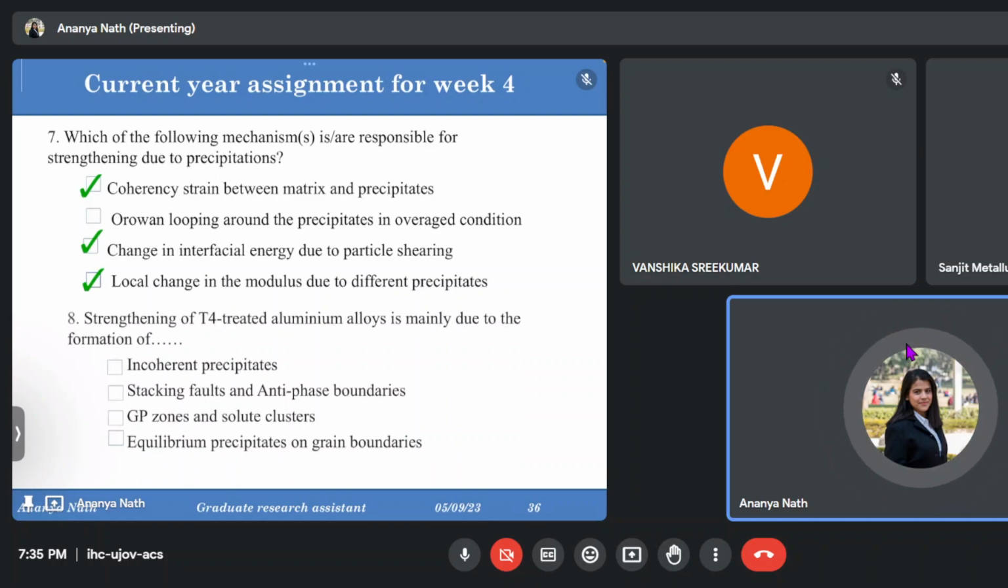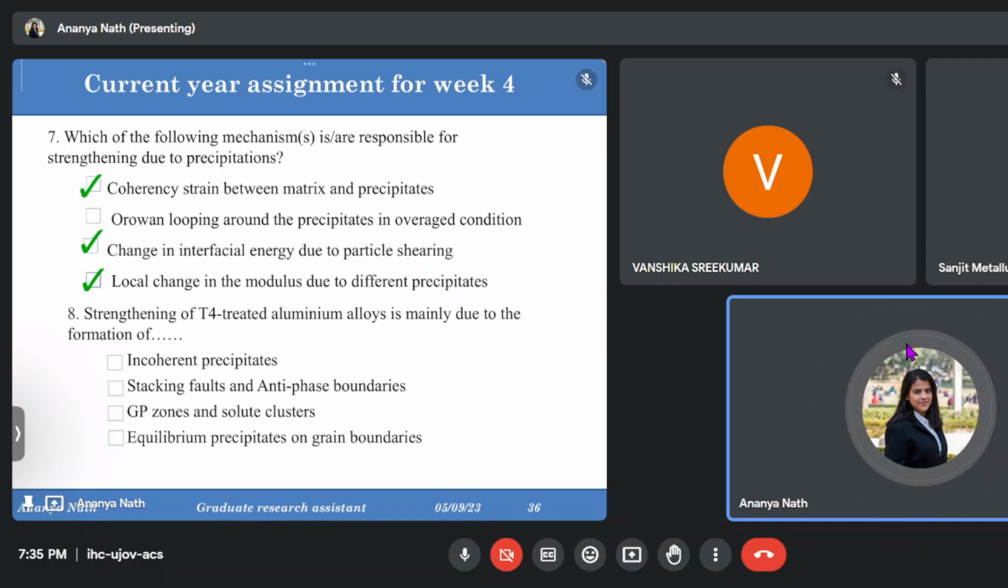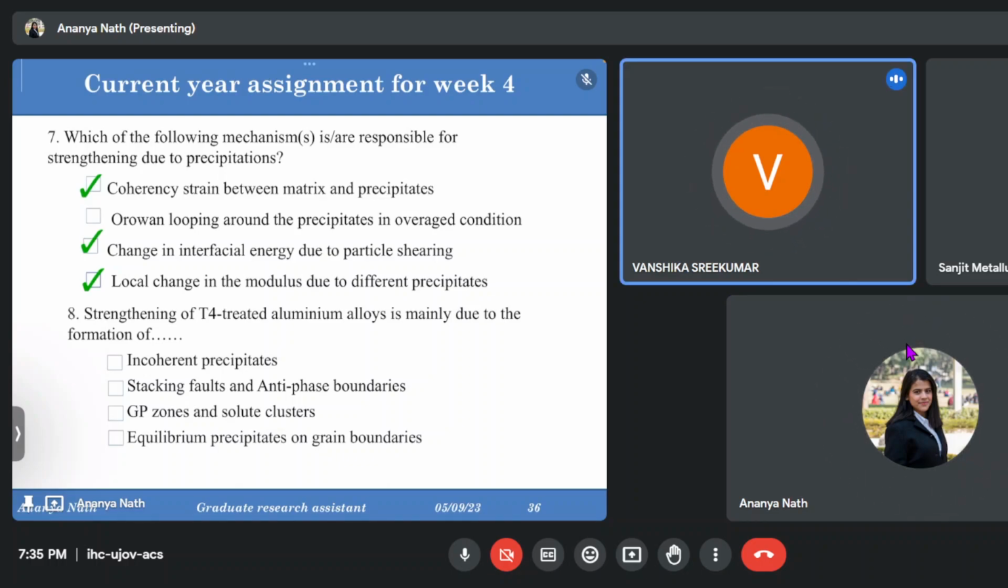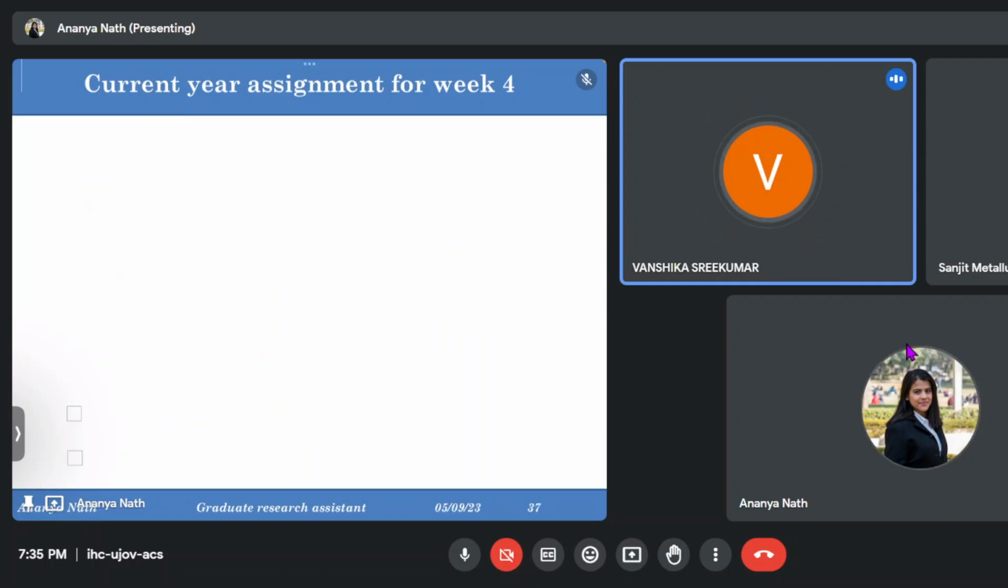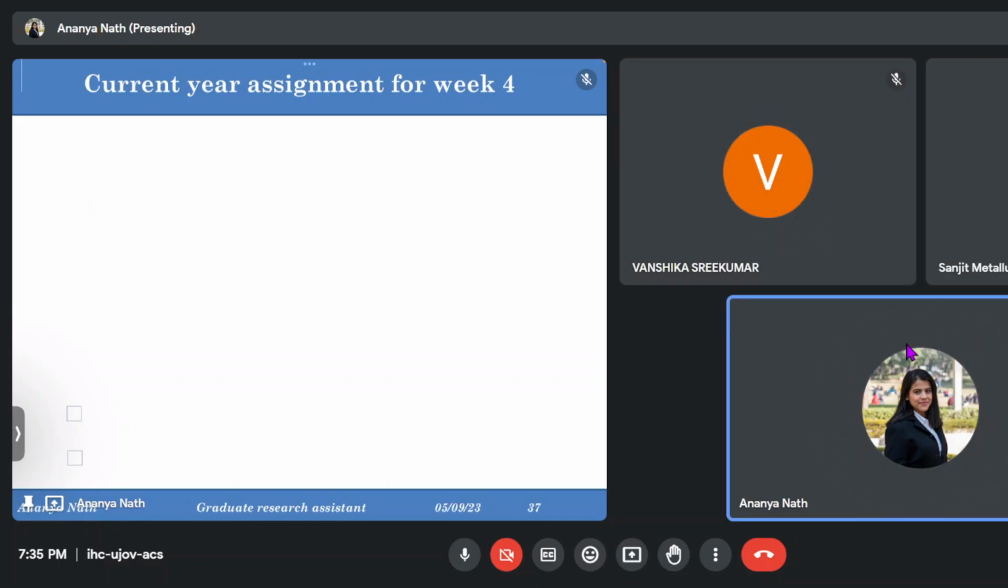Strengthening of T4 treated aluminum alloys is mainly due to the formation of... T4 means natural aging and not the peak hardness. GP zones, solute clusters, stacking faults, and antiphase boundaries. Why not stacking fault and antiphase? It's T4, which is more natural aging. It should be stacking fault and antiphase boundaries as well.